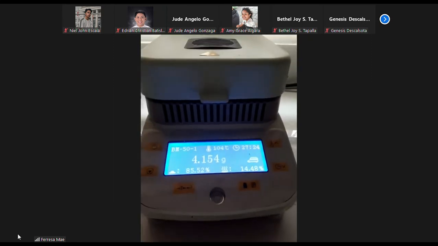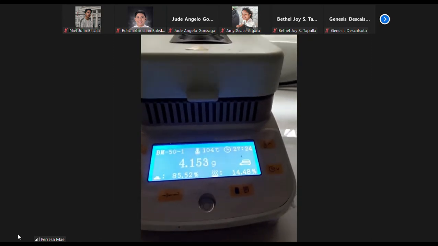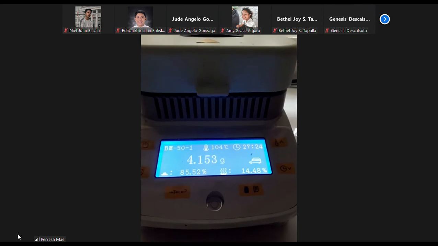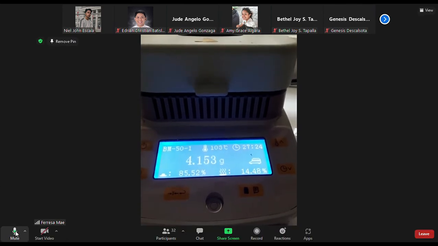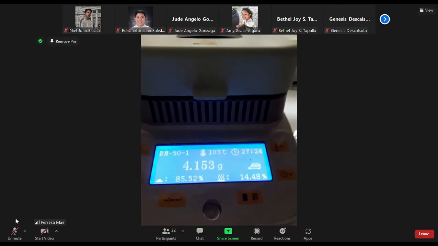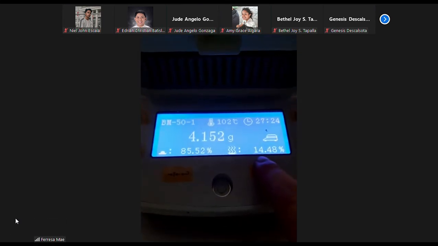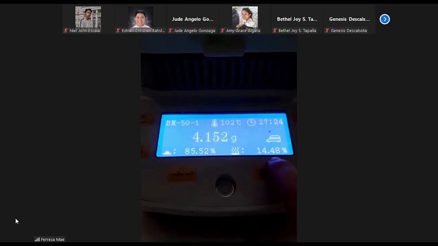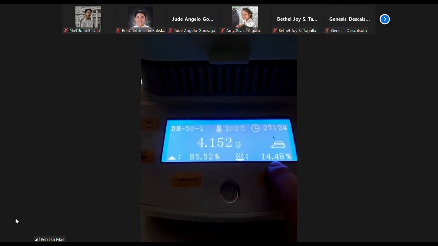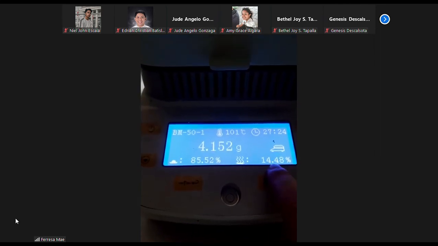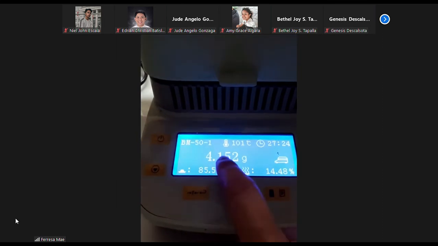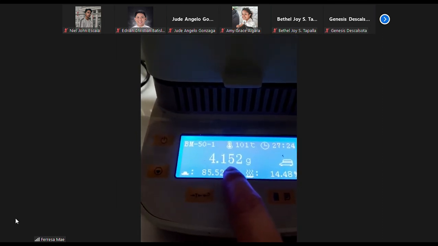Wala na siya, class, oh. Nabatian yung beep. Yes, ma'am. Oo. So, meaning nga final niya na siya. 14.48 ang iyang moisture. Final weight niya is 4.152 grams.